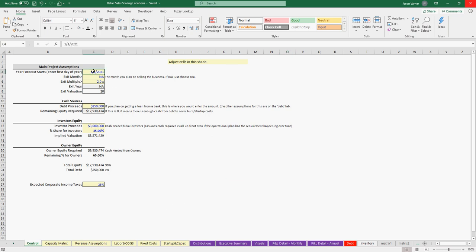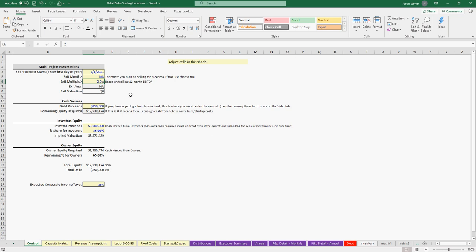The first tab is just general environment specs, like the start month. This is going to define the 5-year period that your forecast is going to go to. The exit month, if applicable, right now I have it as NA, but you can set it as any month. And the exit multiple, which is going to be based on trailing 12-month EBITDA. So it's going to take the last 12 months, including the exit month, and then multiply that by this multiple here to get a value.